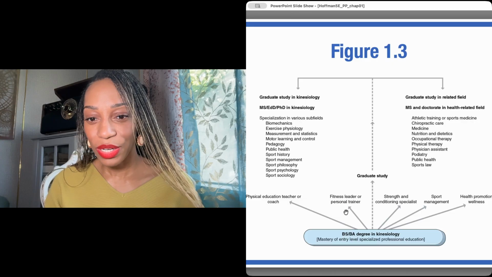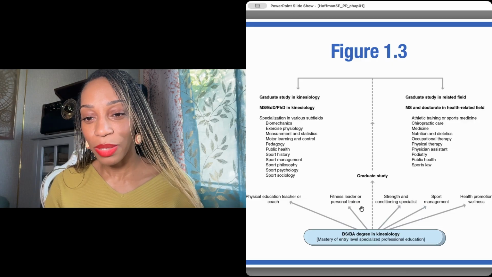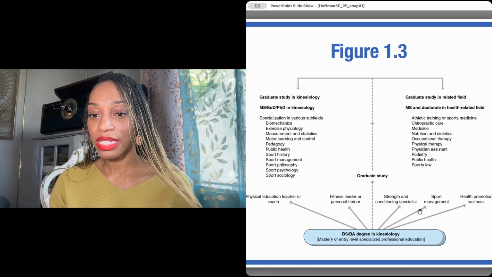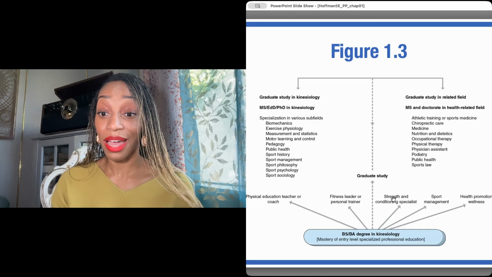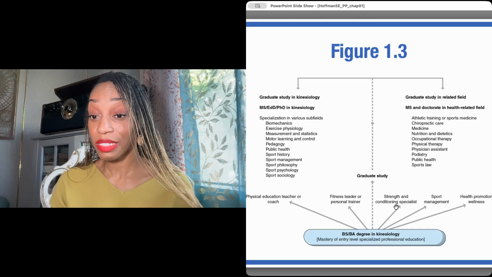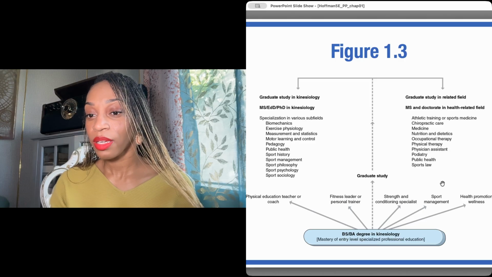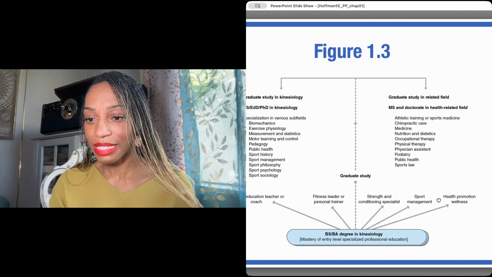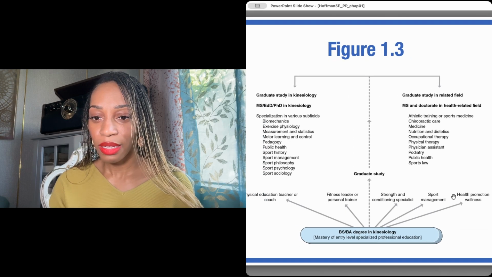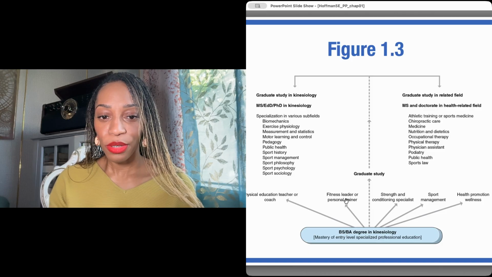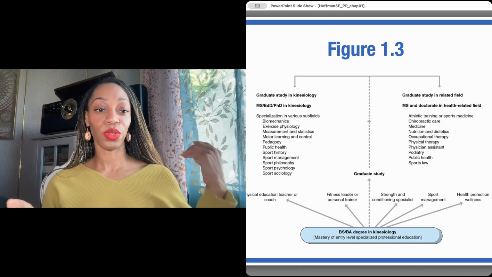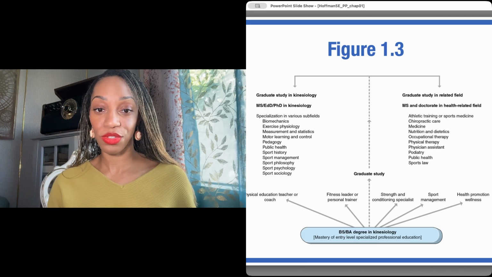And then the other careers that you will be able to get away with a bachelor's degree: fitness leader, personal trainer, strength and conditioning specialist. Not even now, you need a master's degree for most of these. Sports management, yes, but pretty much for anything except for health promotion, wellness, and fitness leader, personal trainer, you will be hard pressed now to get these jobs without a master's degree.